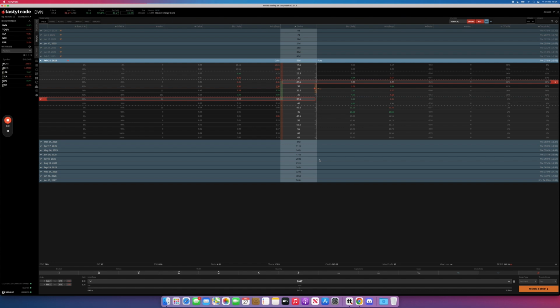And if price stays within this range at expiration, which is in 56 days' time, we will keep 100% of the premium that we collect up front, which is this number down here, 67 cents. You would multiply that out by the contract multiplier of 100. Each equities contract controls 100 shares of the underlying, so that would give us a max profit of $67.